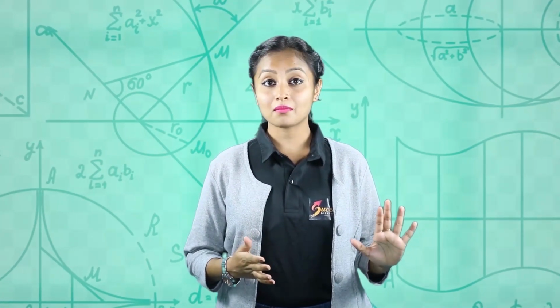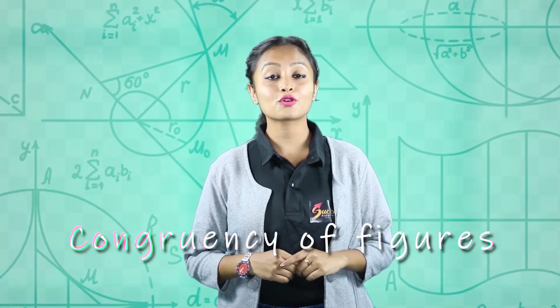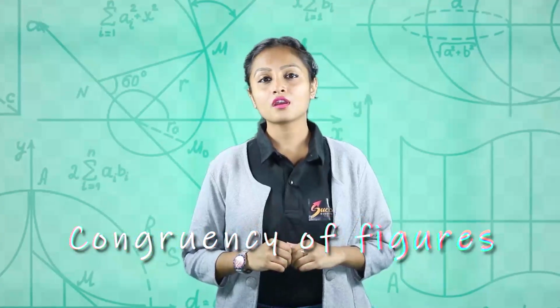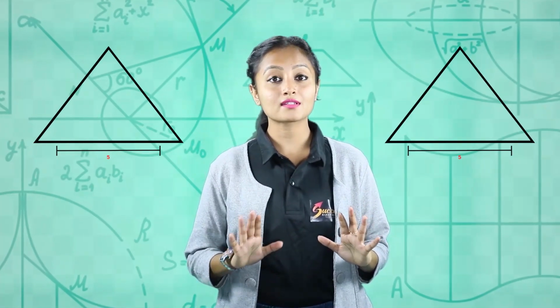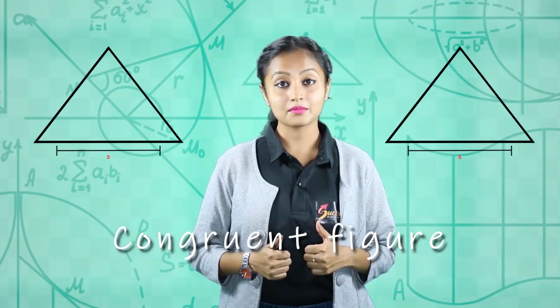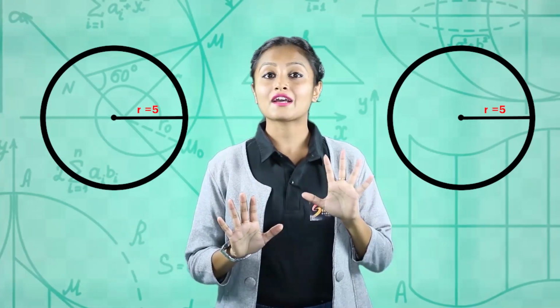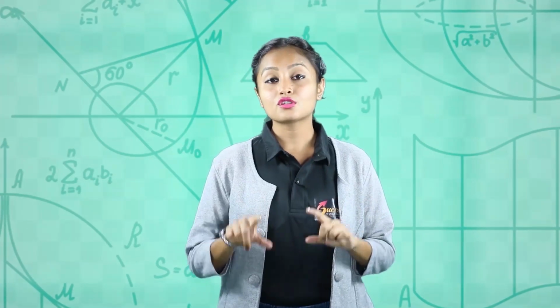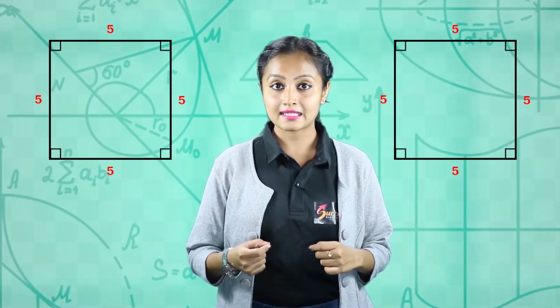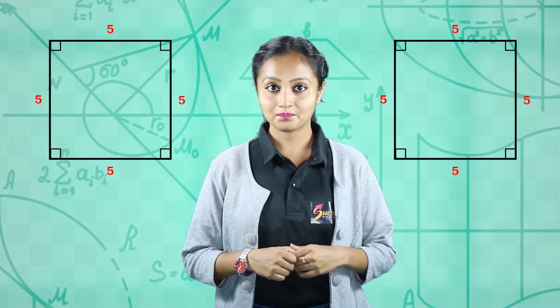I would like to talk about one of the properties, that is congruency of figures. Any figure which has the same size and same shape is called a congruent figure. For example, two circles, if they have the same radii, are called congruent circles. Two squares, if they have the same side length, are called congruent squares.